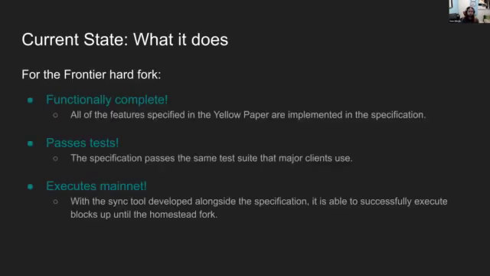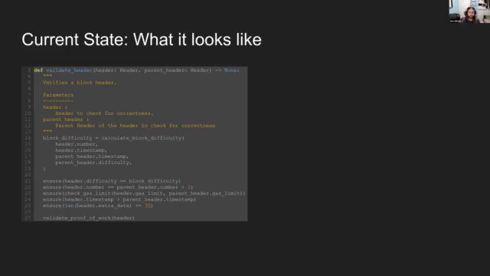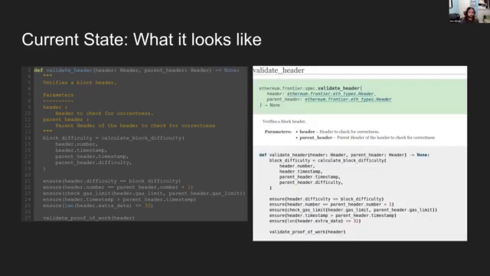We're functionally complete for the Frontier hard fork. As far as I'm aware, all of the features specified in the yellow paper are implemented in our specification. We can pass all of the tests that other clients pass for Frontier, and we can execute mainnet up until block 1.2 million or so, which is where Homestead comes in. We actually have a little sync tool that we develop alongside the specification, and that tool can execute all the way up to Homestead.